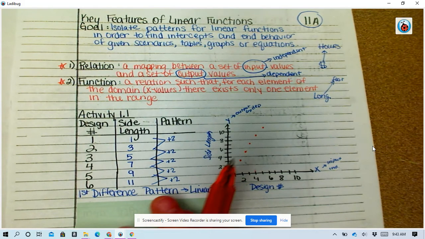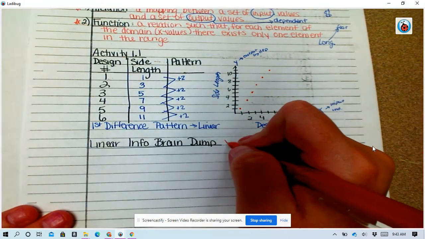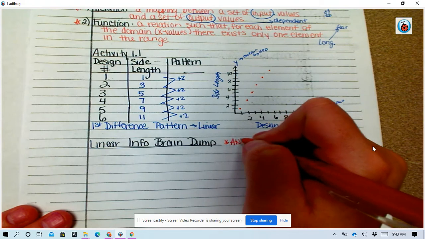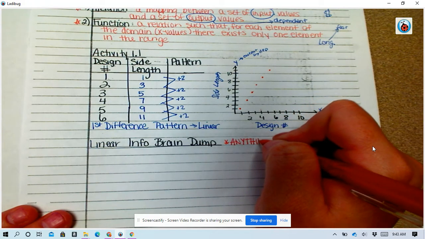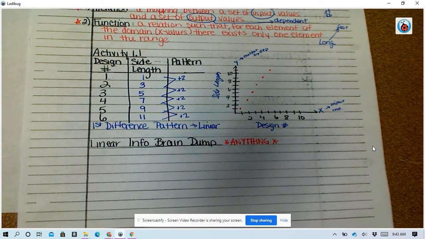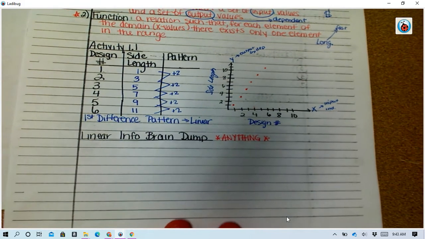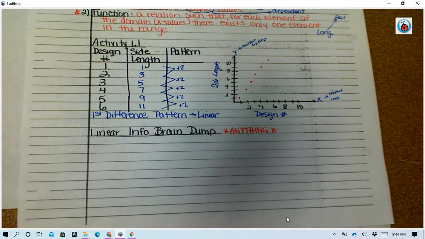Okay, underneath that table, I want you to write down "linear info brain dump." In this case, I want you to write down anything that you remember about a line. It could be a picture, it could be a formula, anything that you remember about linear functions. There's no right or wrong answer here. I'm just going to write down what I have so you can compare it. If there's something that I have that you don't, feel free to write it down.